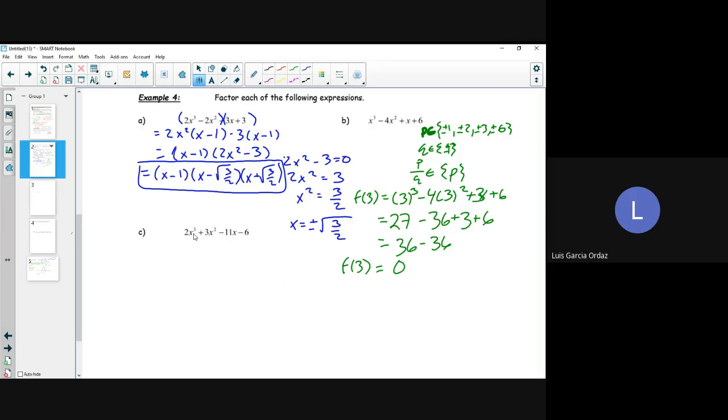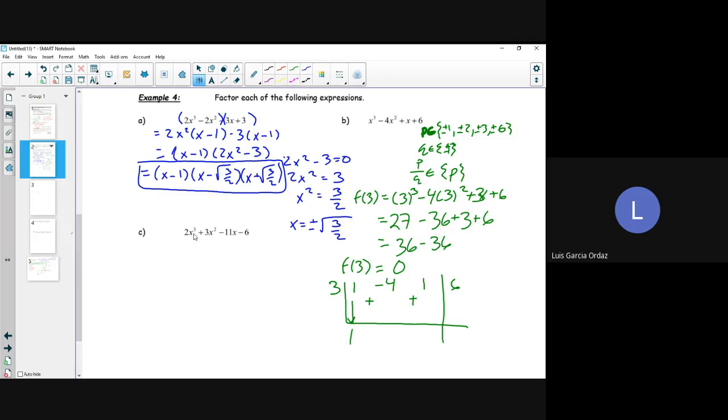So what would our next step be in factoring that whole polynomial expression? We know x minus 3 is a factor. What type of division do we want to use? We're going to use synthetic. So we have 3 here. We have 1, minus 4, 1, and 6. We're going to drop the 1 right away like usual.